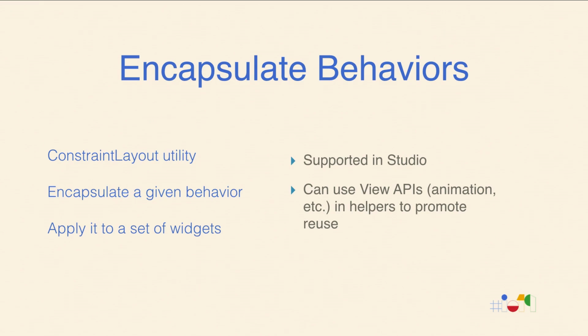And the nice property is that you can have multiple helpers tagging the same widgets. So one widget can have its behavior changed by multiple helpers. But the general idea is that if you have a repeatable behavior, you can encapsulate it and just use it in a declarative way in XML, and you don't have to write code after that.